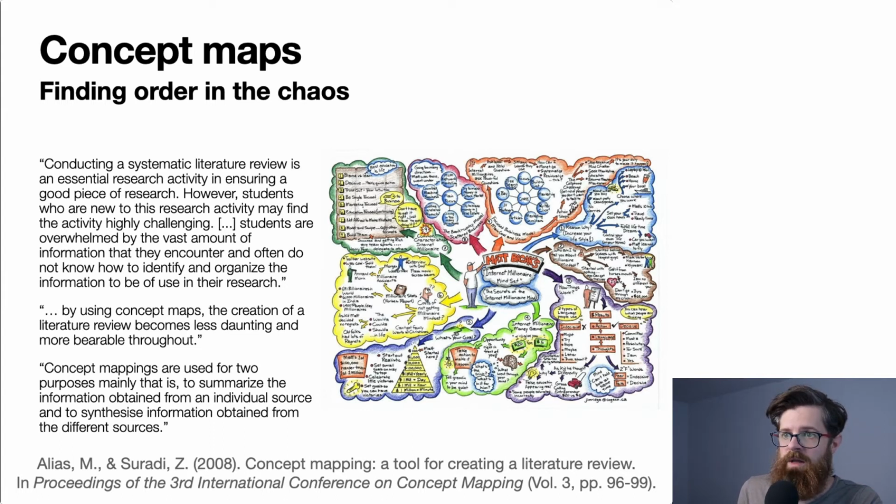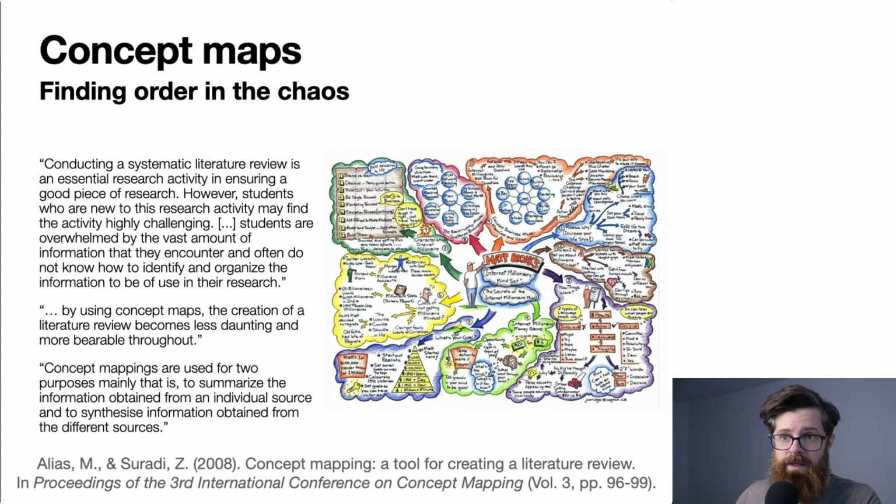Students are overwhelmed by the vast amount of information they encounter and often do not know how to identify and organize the information to be of use in their research. Yeah, so many of you might identify with this. By using concept maps, the creation of a literature review becomes less daunting and more bearable throughout. Concept mappings are useful for two purposes. Mainly, that is, to summarize the information obtained in an individual source and to synthesize information obtained from different sources.